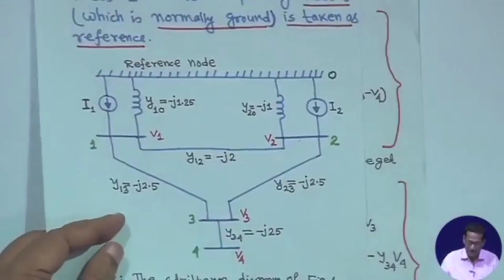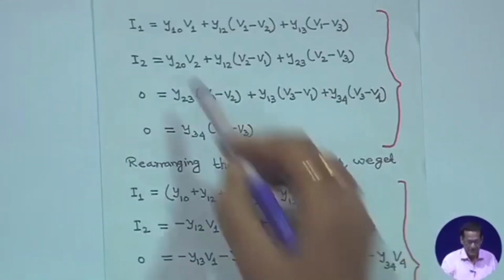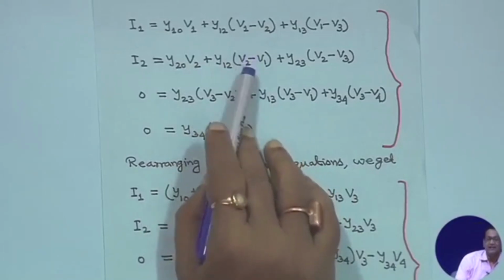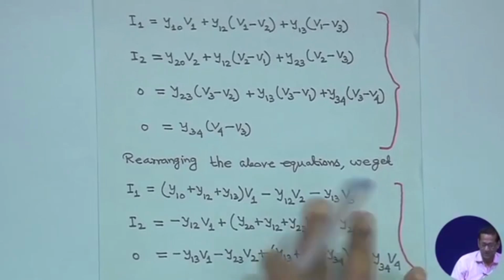So, from this diagram we have got this, which you have understood very easily, and from this you write down all these equations in terms of admittance, line admittance. Charging capacitance will come later, first you understand this.